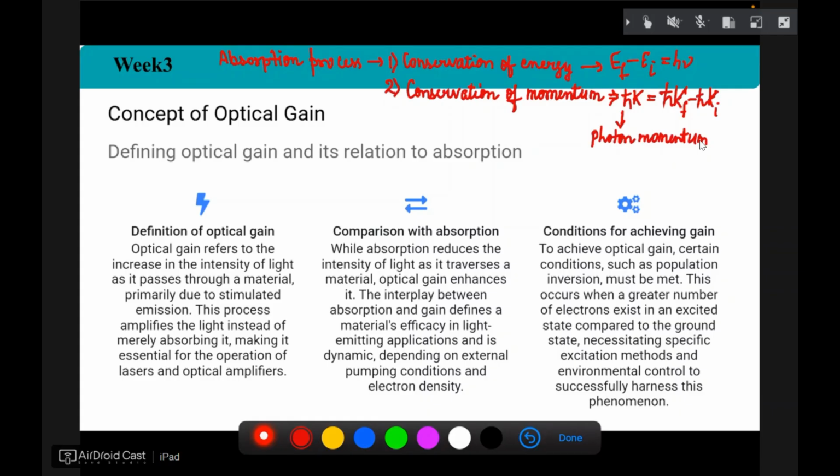So now we will define the concept of optical gain. How can we define the optical gain and its relation to absorption? So what is the definition of optical gain? Optical gain refers to the increase in the intensity of light as it passes through a material. We saw that initially we were talking about alpha, when the light was passing through a material, the amplitude was decreasing.